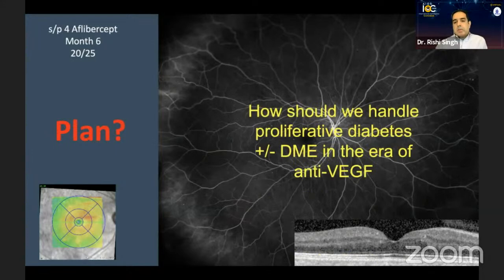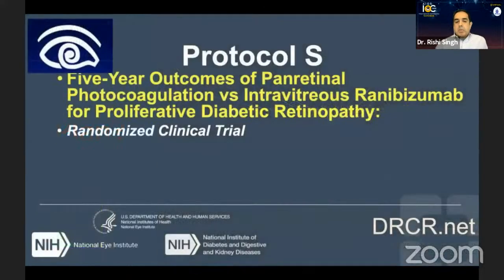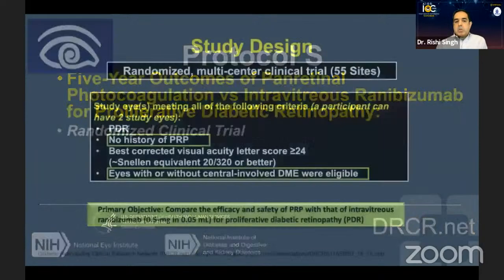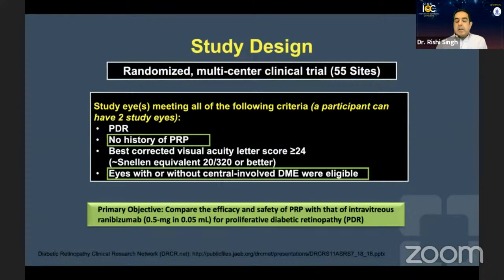So the real question becomes, how do we handle patients with proliferative disease with and without DME in the era of anti-VEGF? And that's what Protocol S really looked at, was to look at this 5-year outcome of patients randomized to receiving either panretinal laser or anti-VEGF for the treatment of proliferative disease. Now, I can tell you one of the big drawbacks of this study, because really it didn't answer the question we wanted to answer, was that eyes with or without center-involving DME were eligible.